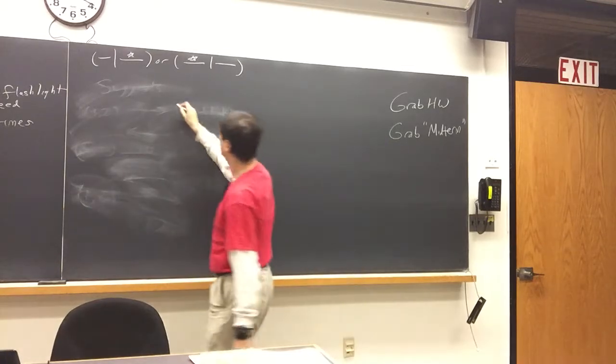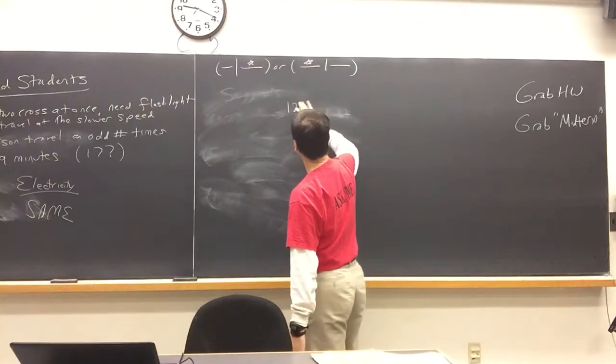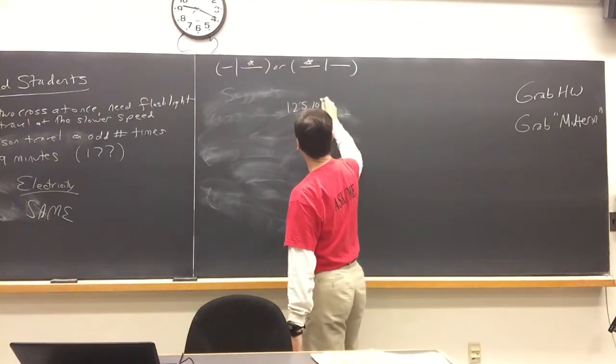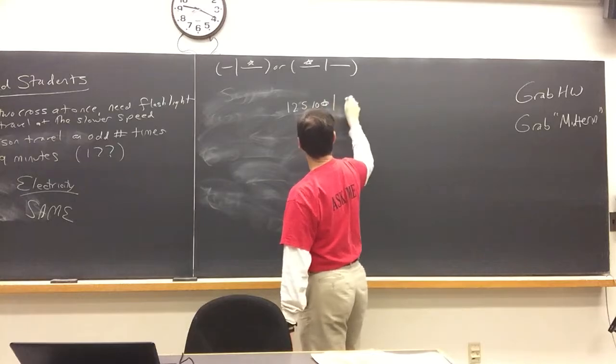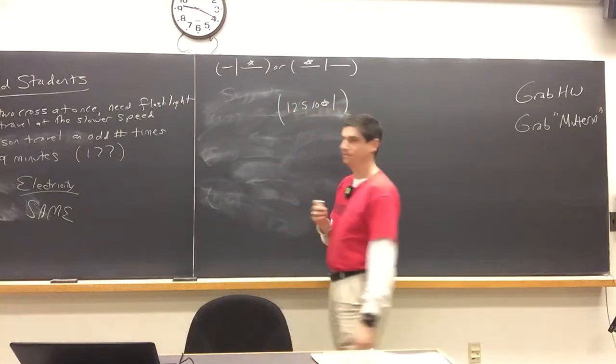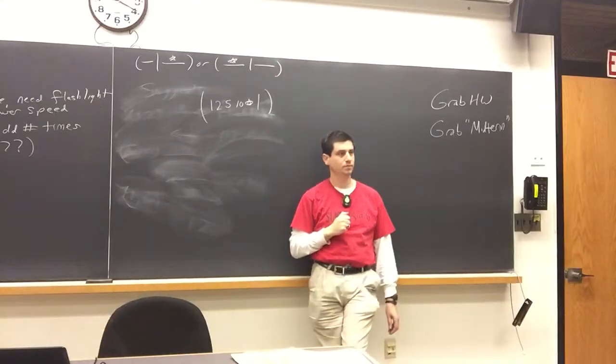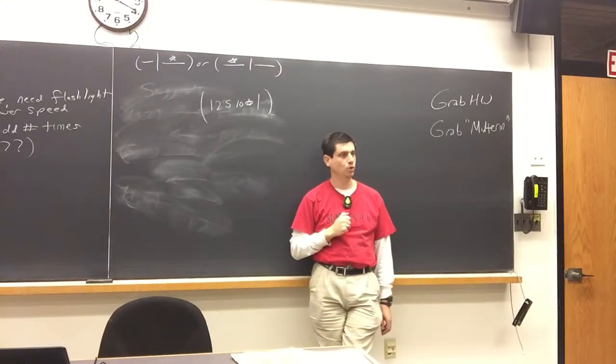We start off at 1, 2, 5, 10, flashlight, nothing. Where could we move?